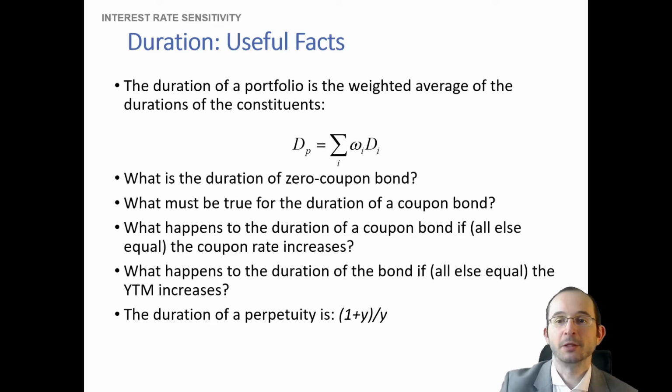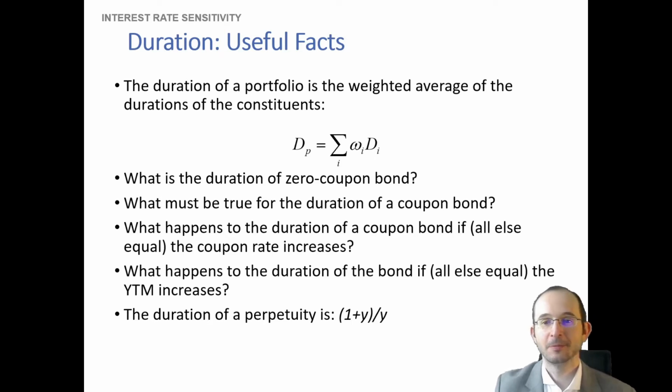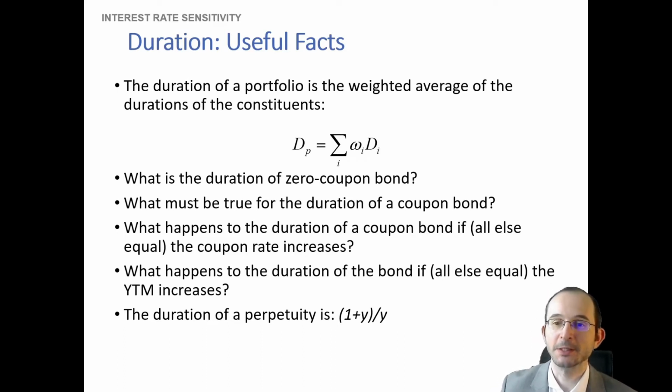But now let's go through a bit of duration math to quickly answer the rest of these questions. The duration of a zero coupon bond, the duration of a coupon bond, the change in the coupon rate of a bond, the duration with respect to yield to maturity, and maybe interestingly as an aside, the duration of a perpetuity, a bond that actually doesn't come due ever.